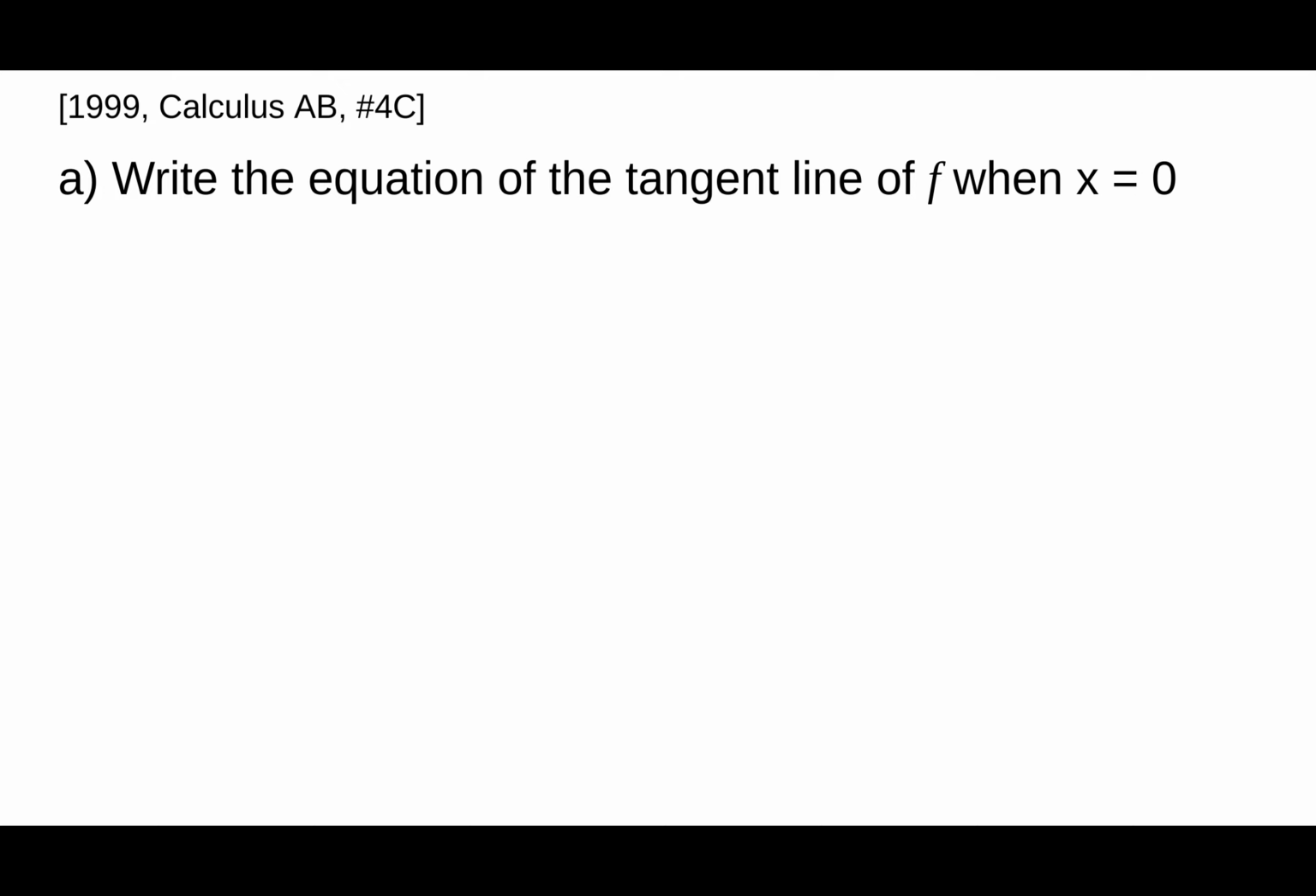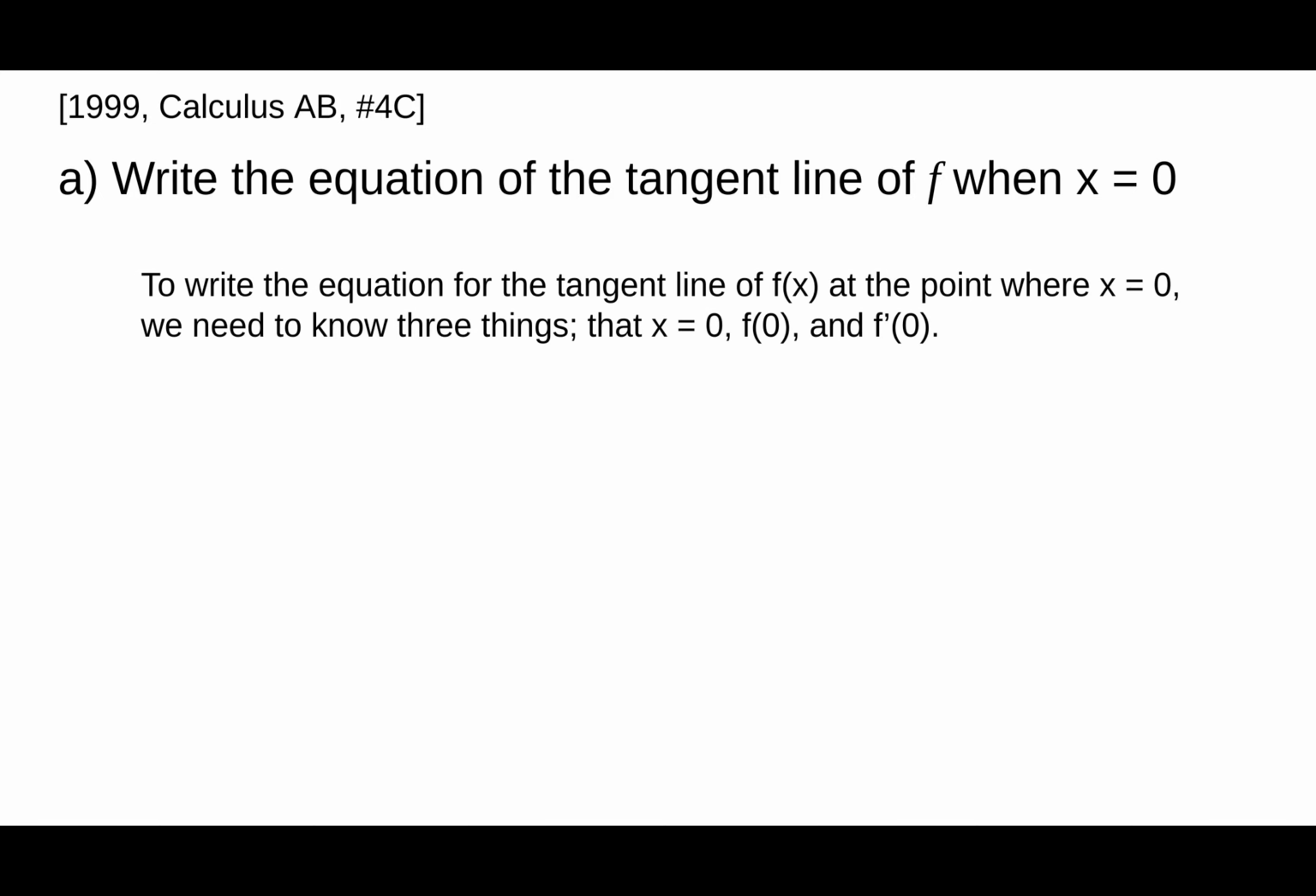First, write the equation of the tangent line of f when x equals 0. Well, in order to write the tangent line of f when x equals 0, we need to know three things. We need to know that we're interested in x equals 0. We need to know the value of f of 0, and then we also need to know the slope of the tangent line at x equals 0, which would equal f prime of 0.